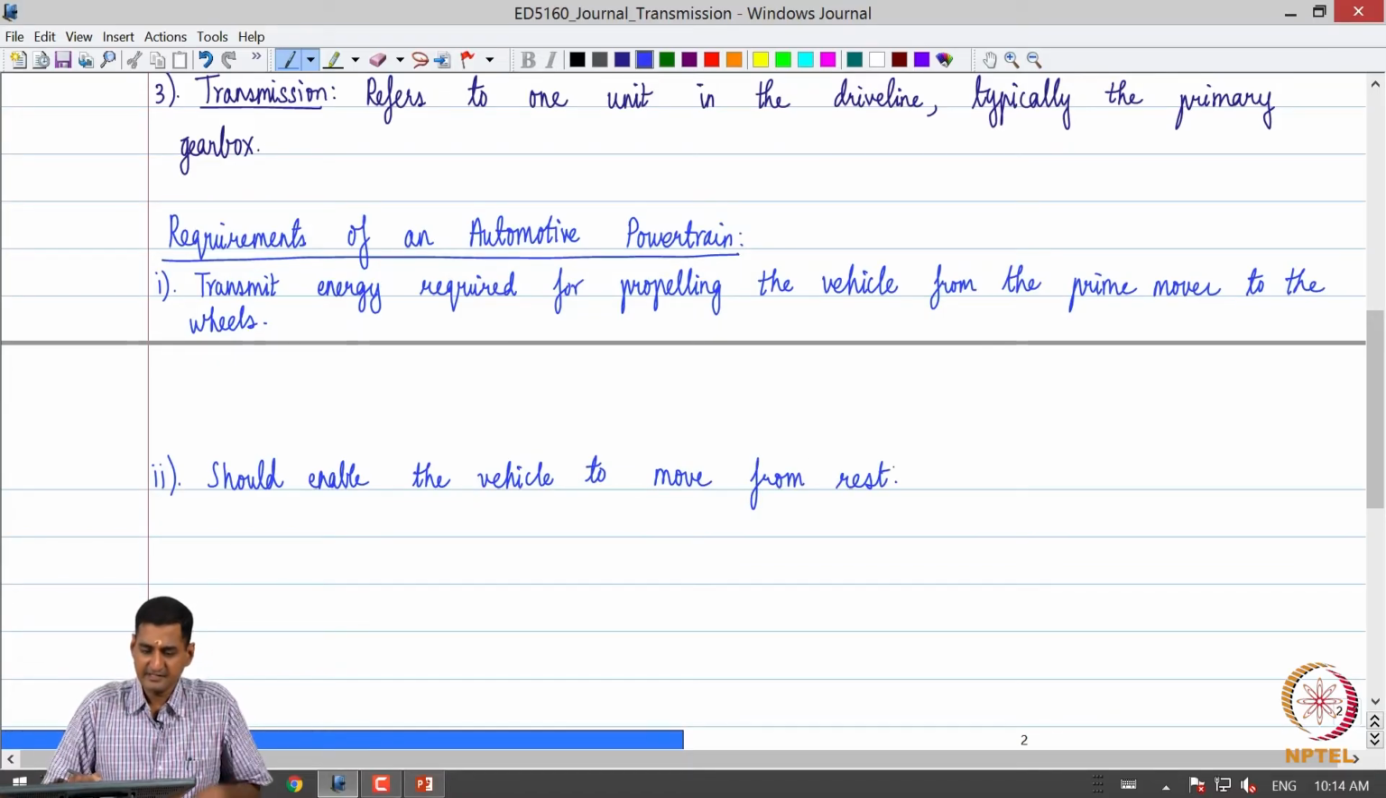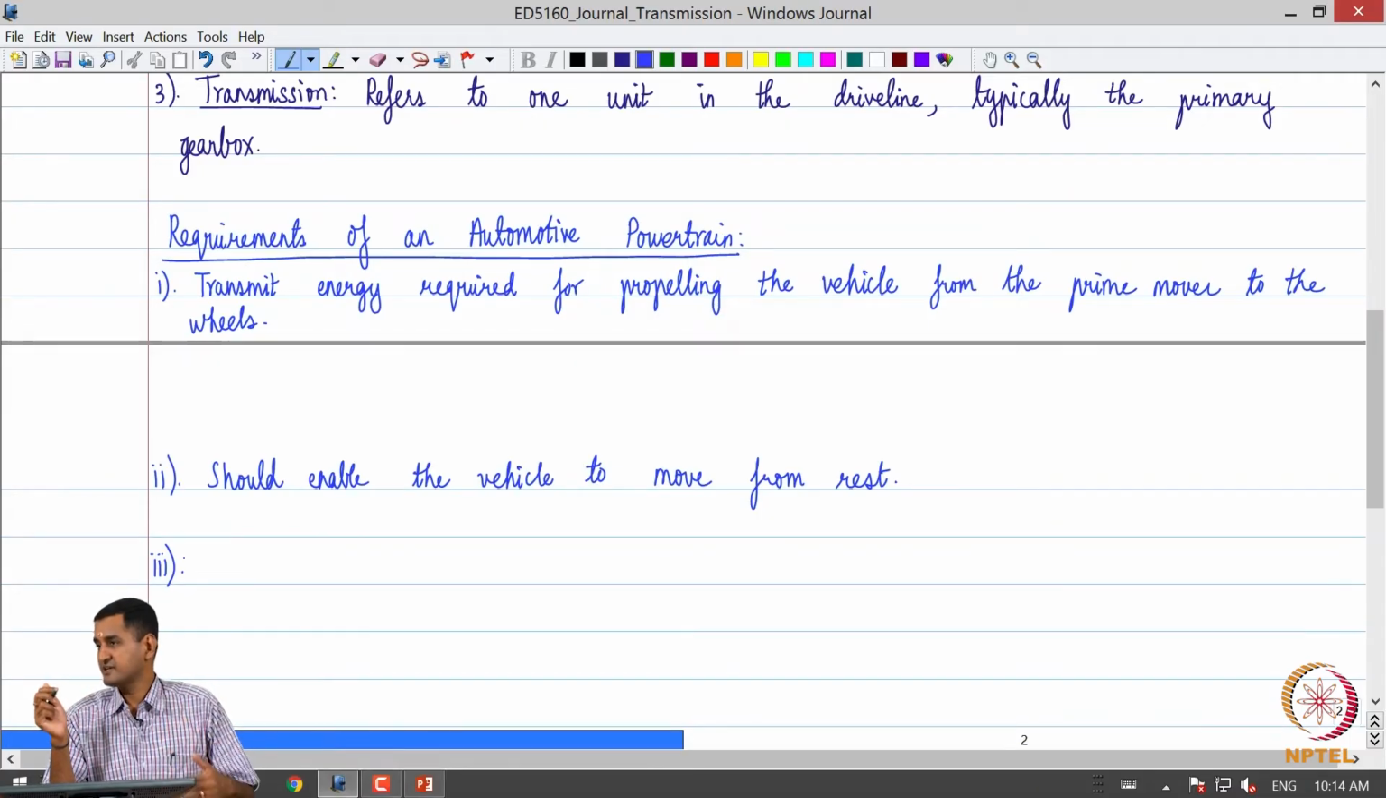So that's another important requirement of an automotive powertrain. The powertrain also should adjust the torque and the speed, or the force output coming out from it which is available to propel the vehicle, such that the requirements of various operating conditions are met.